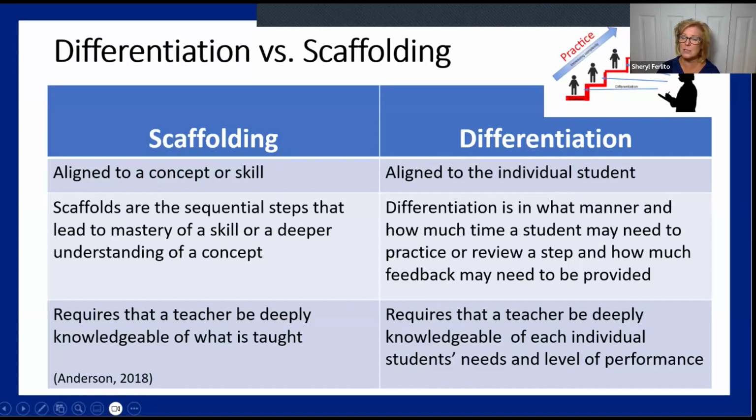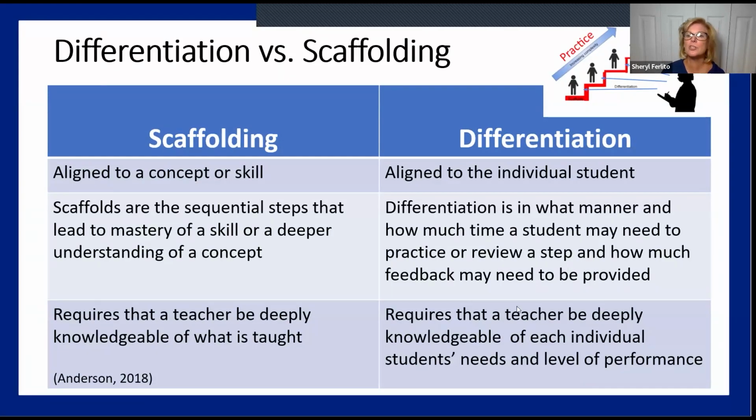Differentiation requires that the teacher is deeply knowledgeable of the students, though, and the level of performance. So look at the bottom row between scaffolding and differentiation. Scaffolding, we need to be really solid on the science of reading, deep knowledge of the science of reading and writing, and differentiation, deep knowledge of what we know about the student. Those two come together to allow us to differentiate using appropriate scaffolding.